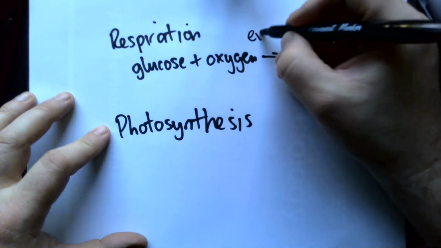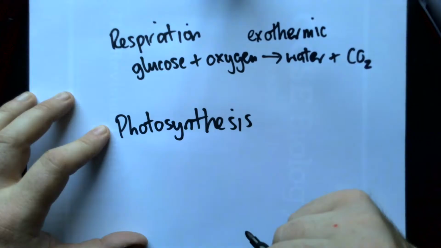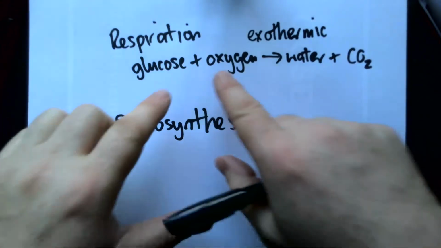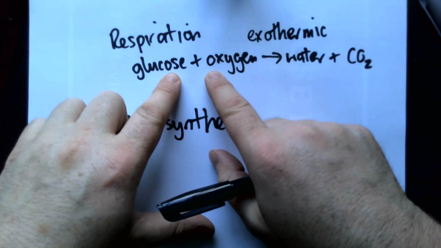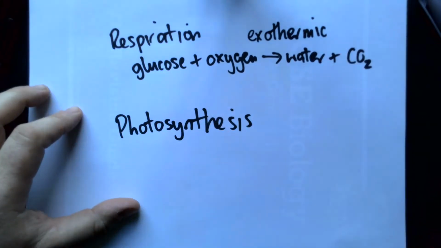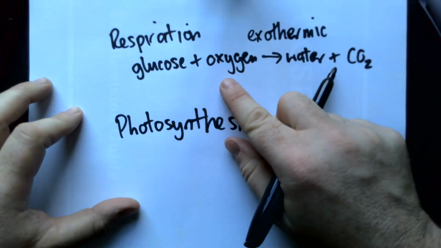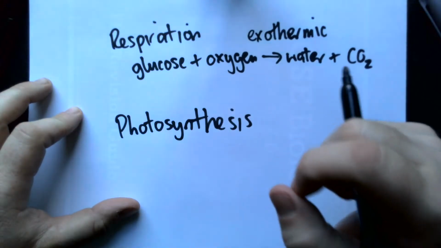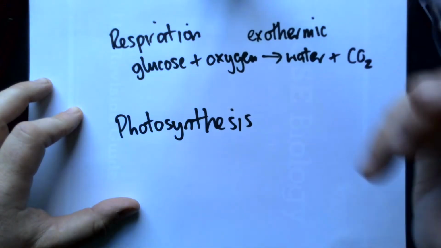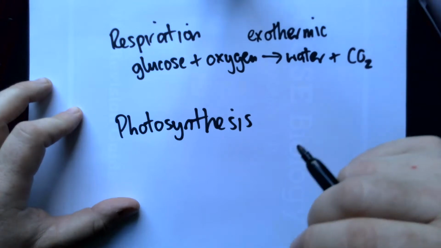Okay, it's exothermic, which means it releases energy. The energy to break these bonds is less than the energy released to make these bonds. Again, it's a little bit of chemistry, which we can do for next week, but this is exothermic. We get energy from this. And this happens in the power packs of a cell, which is our mitochondria, which we'll touch upon shortly.